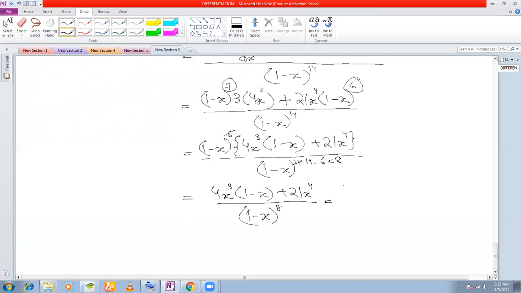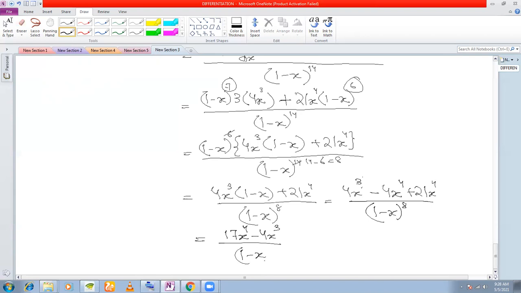You can simplify this a little further. You can open the brackets, multiply everything. So this becomes 4x cubed minus 4x to the power of 4 plus 21x to the power of 4 by (1 minus x) to the power of 8. And therefore you have this as 21 minus 4 is 17, 17x to the power of 4 minus 4x cubed by (1 minus x) to the power of 8.